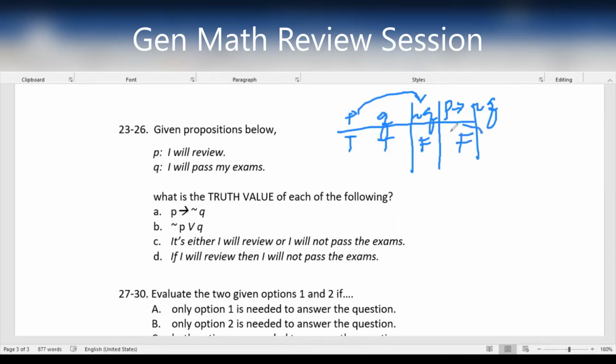Yan. So, looking at this, tapos ito, tapos implies true, false, false siya. So, it's up to you if you want to come up with this table or analyze nyo na lang yung statement. So, like what Andy said, which is correct, using the given, if I will review, then I will not pass the exam. So, if then, nag-review ka nga, yun yung precedent mo, tapos hindi ka makapasa, kaya naging false yun. Okay, next. Letter B.